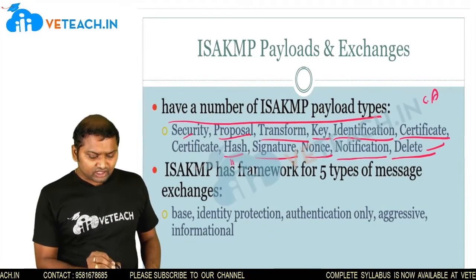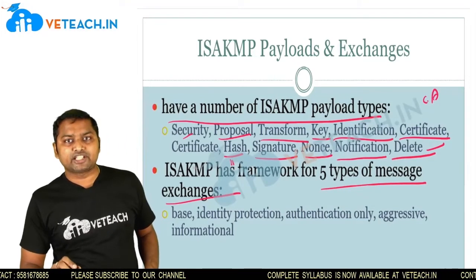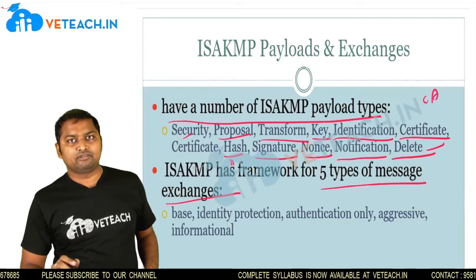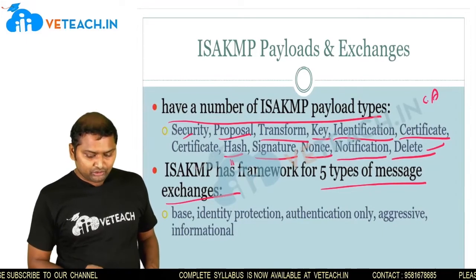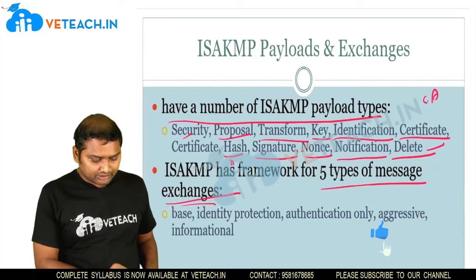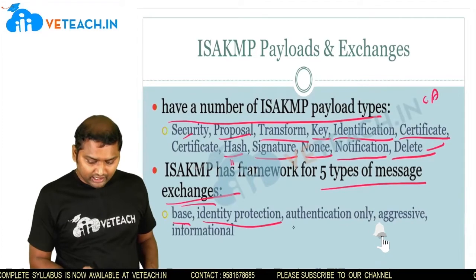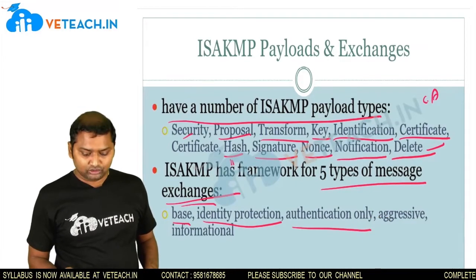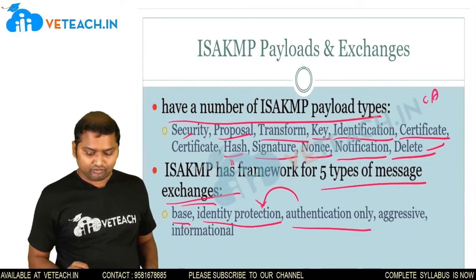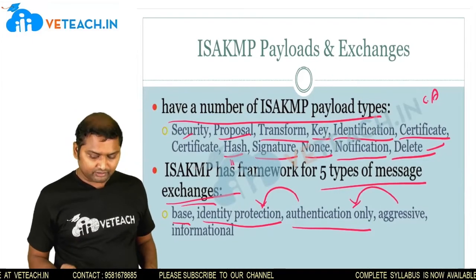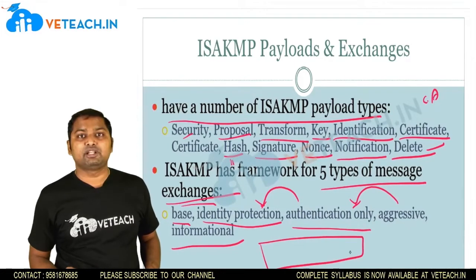After that, the framework has 5 types of message exchanges. In the Diffie-Hellman key exchange algorithm, there are already some drawbacks. While transmitting the key exchange, there are problems. To overcome those problems, you may have some different types of exchanges. One is base, then identity protection, which needs to generate identity, and authentication only. So, you need to provide identification based on this identity protection. Now, aggressive, which is also dependent. Finally, informational, where the total block size will be processed.